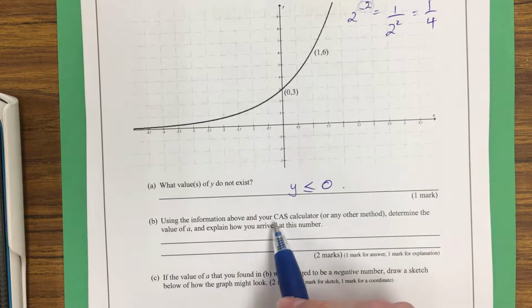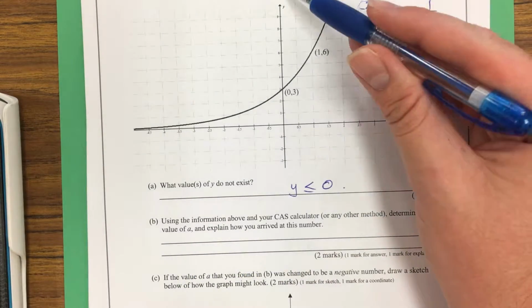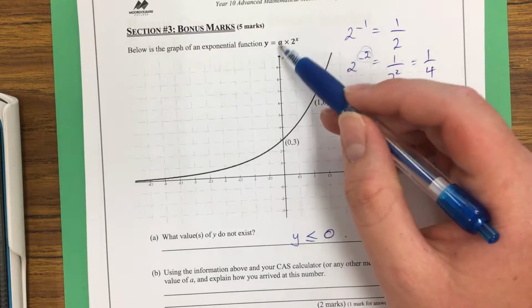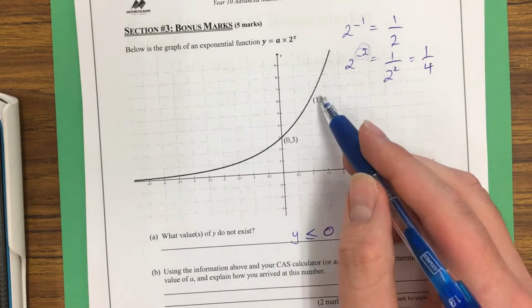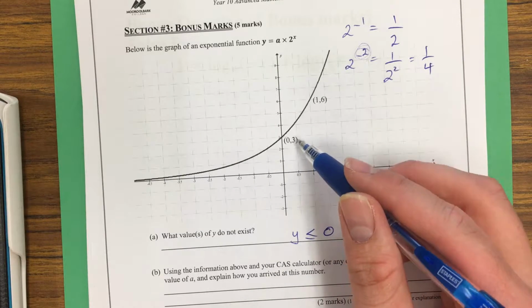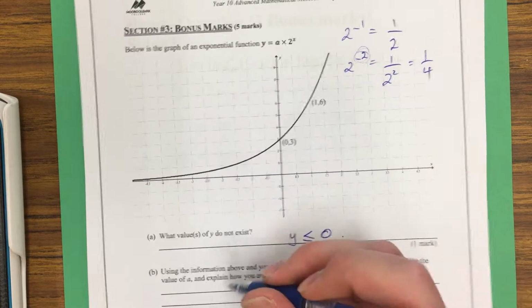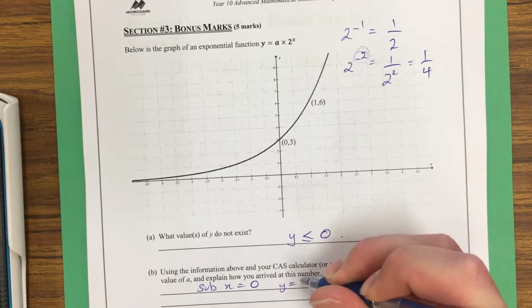B, using the information above and your CAS calculator, determine the value of A and explain how you arrived at this number. So A, so it's something times 2 to the power of x is equal to this value. The easiest way would actually be to substitute. So I'm going to substitute some values in here. So I've got 0 and 3 here. So I'm going to sub x equals 0, y equals 3.